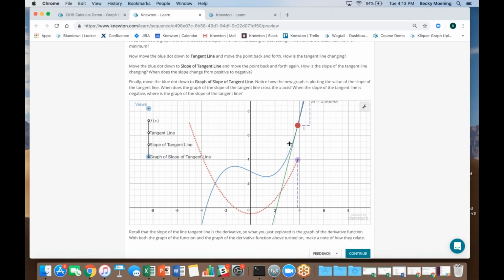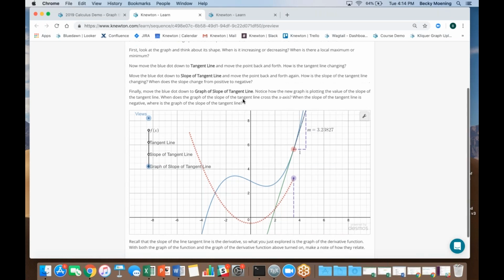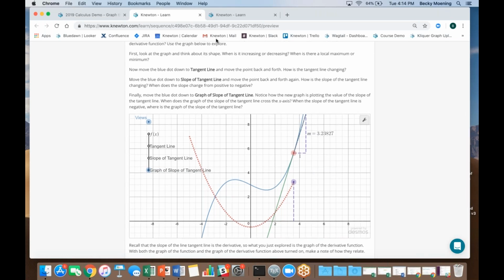And they can play with this as much as they want, right? Because this is part of their instruction. And this would then lead to another question with Desmos and understanding how these pieces are related. So I think that could be really, really powerful within instruction.